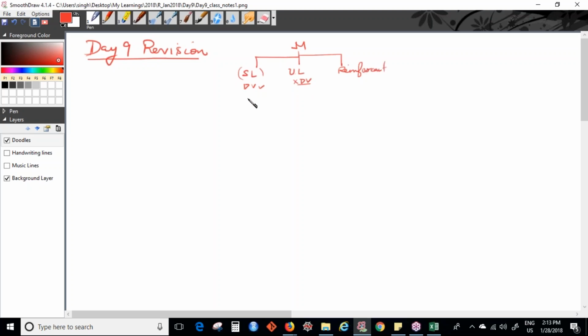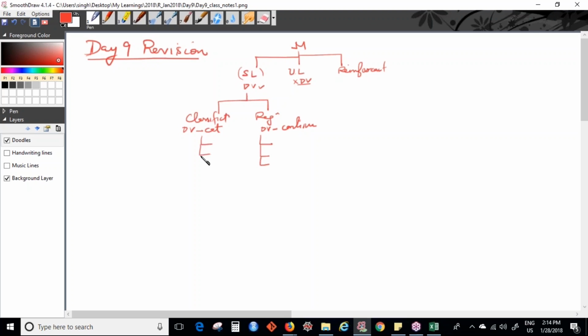Supervised learning again is divided into two parts. One is classification, one is regression. Classification is when the dependent variable is categorical. Regression is when the dependent variable is continuous.